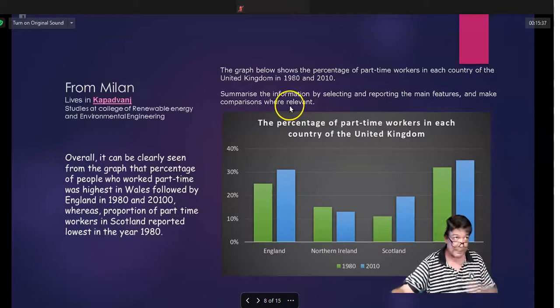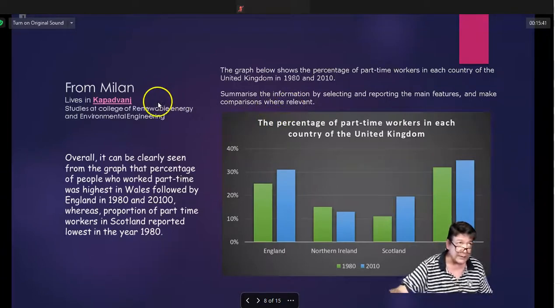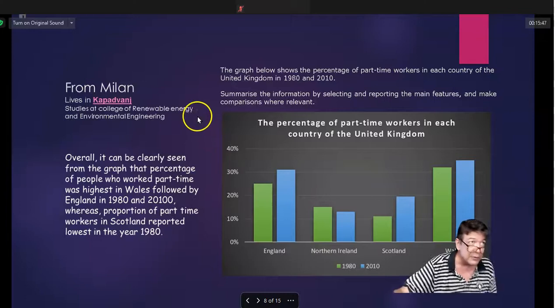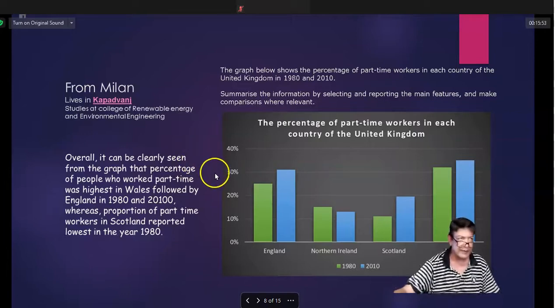Excuse me. From Milan. No, not Italy. From Milan in Cappadocia. I'm not sure where that is, but someplace in India. Studying college at the Renewable Energy and Environmental Engineering College. That's wonderful. High purpose. Happy Earth Day to you, one day late.